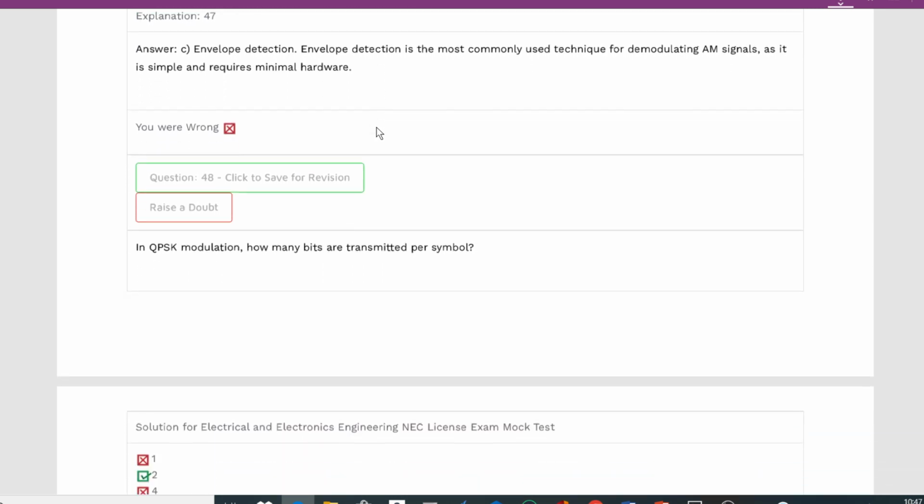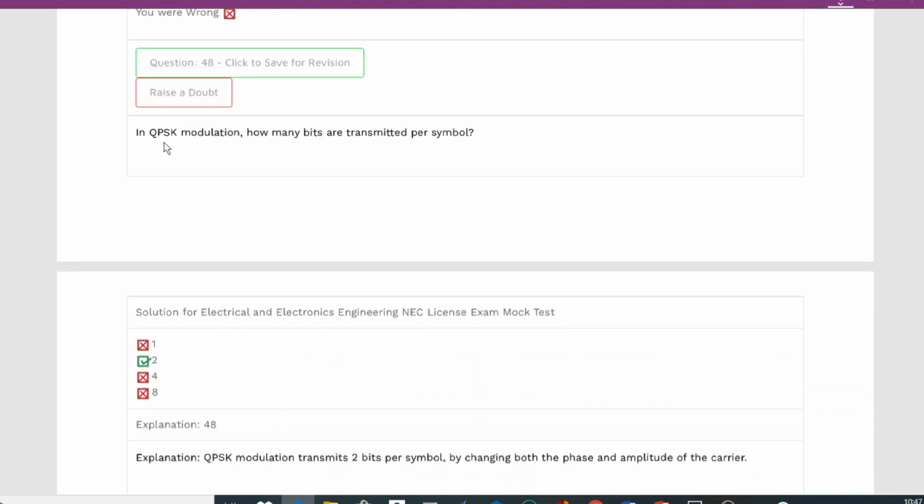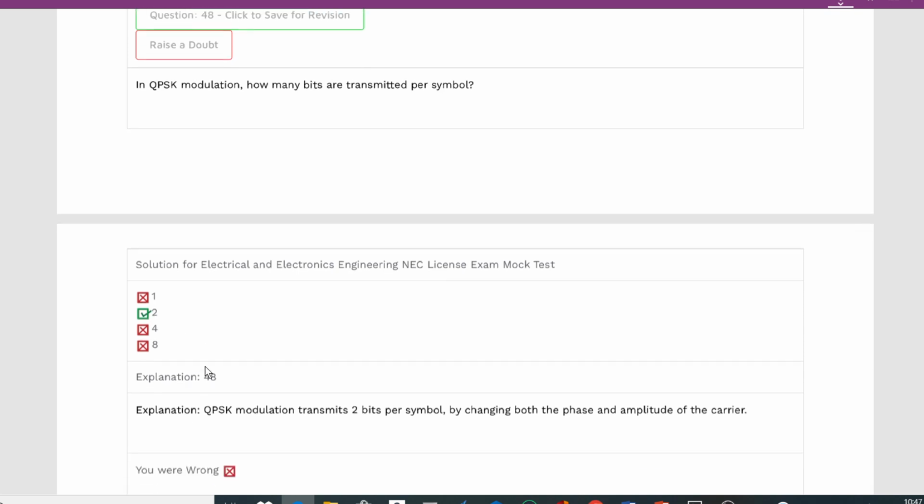Now in QPSK modulation, how many bits are transmitted per signal? So in QPSK 2 bits are transmitted per signal.